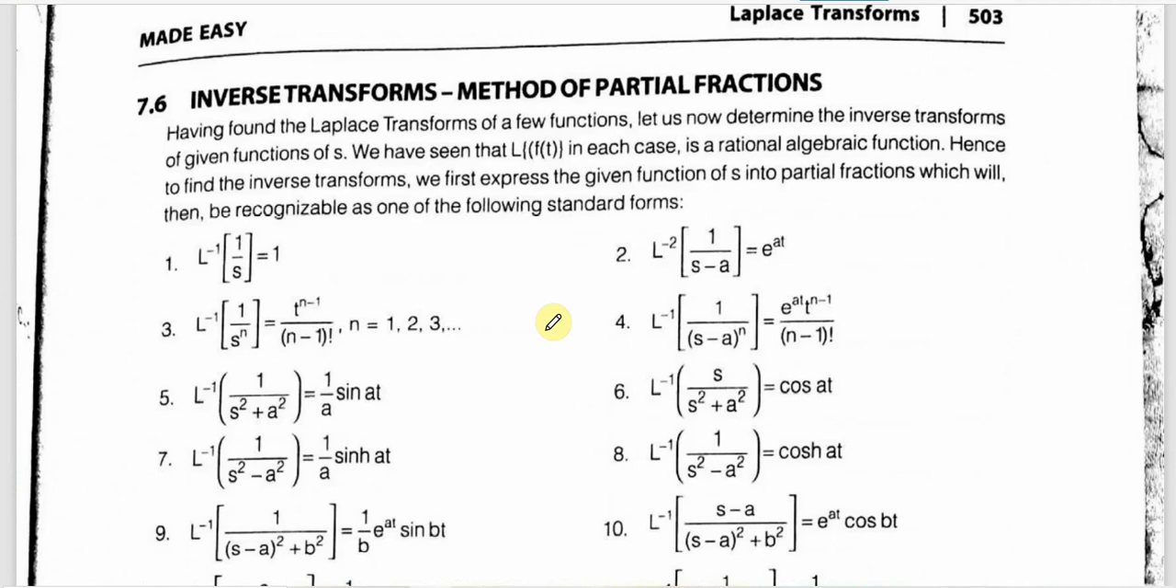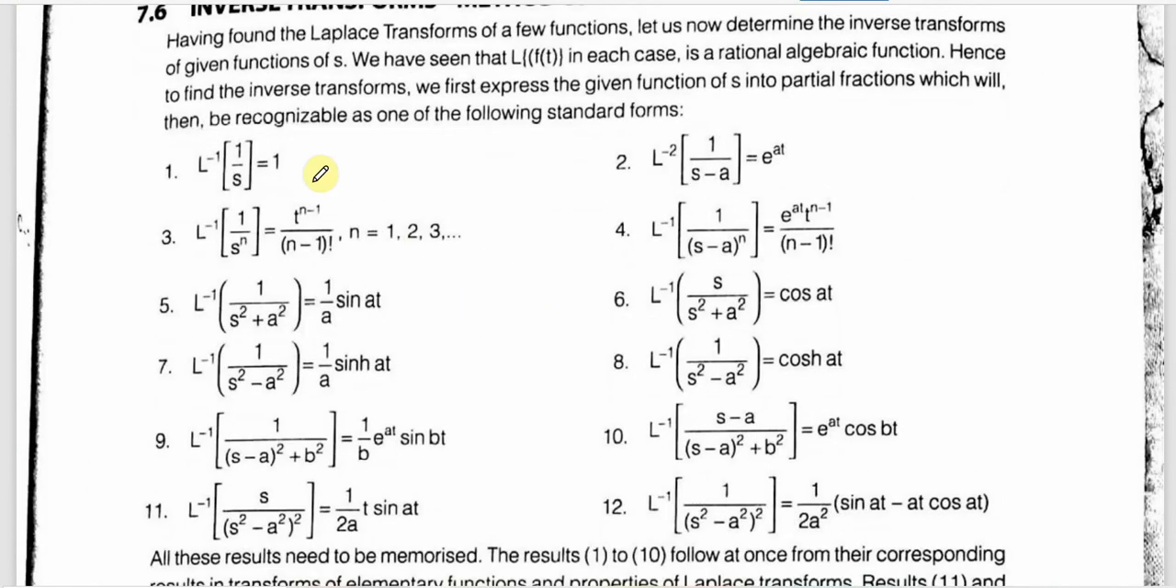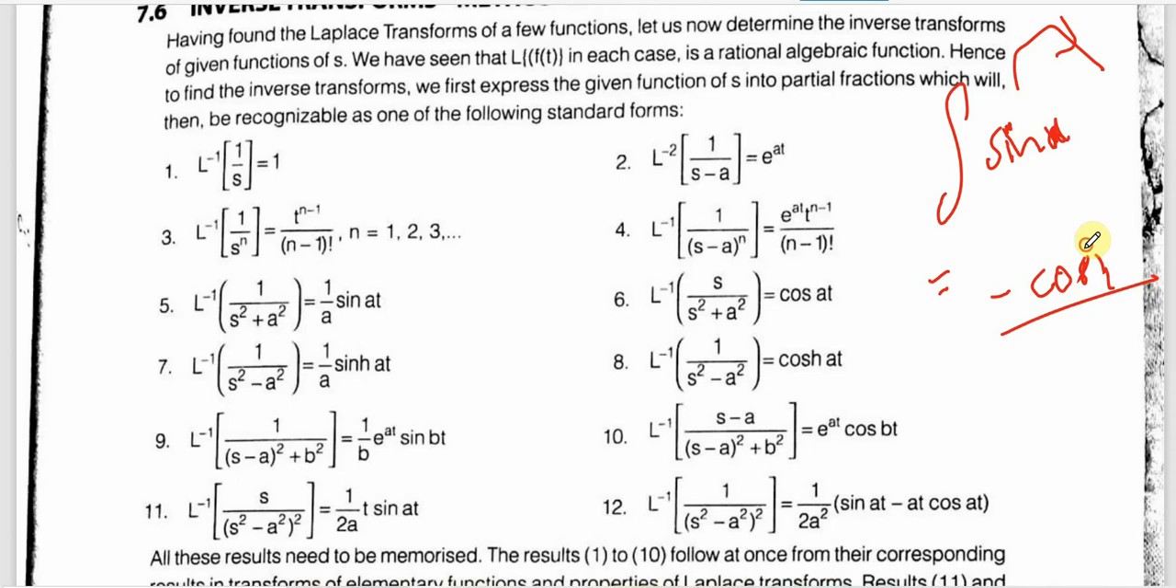What is the inverse Laplace transformation? I will not recommend you to remember this formula, because, for example, the integration of sin x is what? Do you have it memorized? No, I have not memorized this. How do I find it? Think which function has sin x as its derivative, because antiderivative is integration. Minus cos x, its derivative will be sin x.